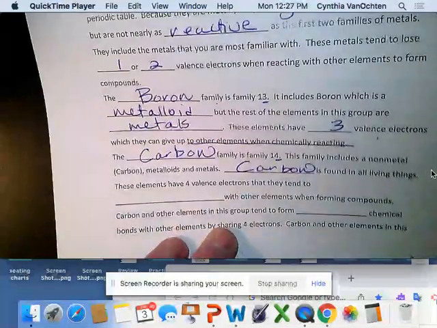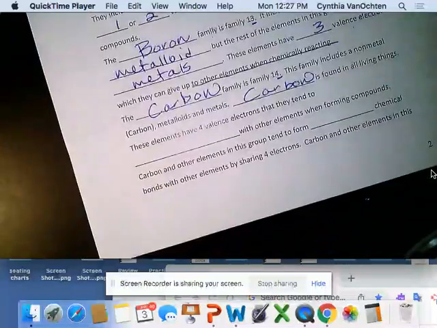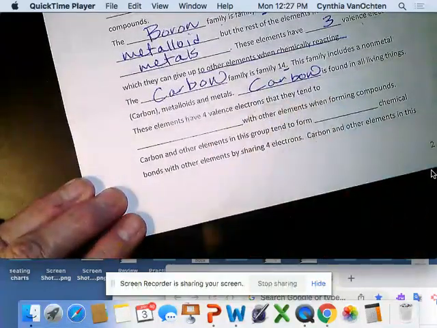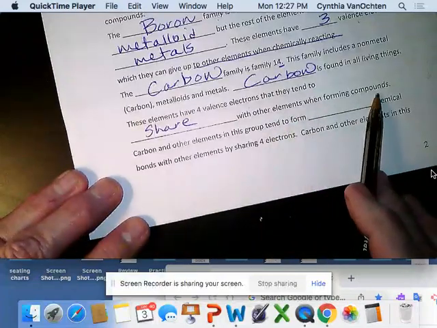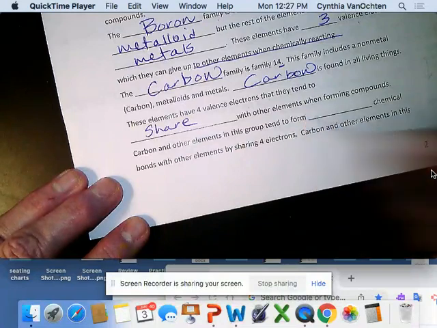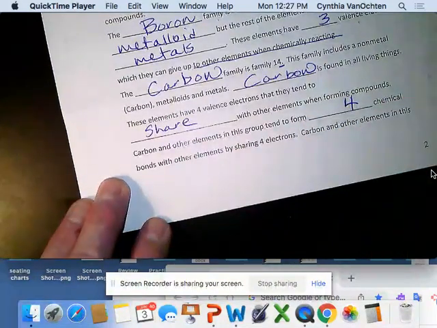We're starting to move into more and more nonmetals now as we move to the right. Okay, so these elements have 4 valence electrons that they tend to share with other elements when forming compounds. Carbon and other elements in this group tend to form 4 chemical bonds with other elements by sharing 4 electrons.